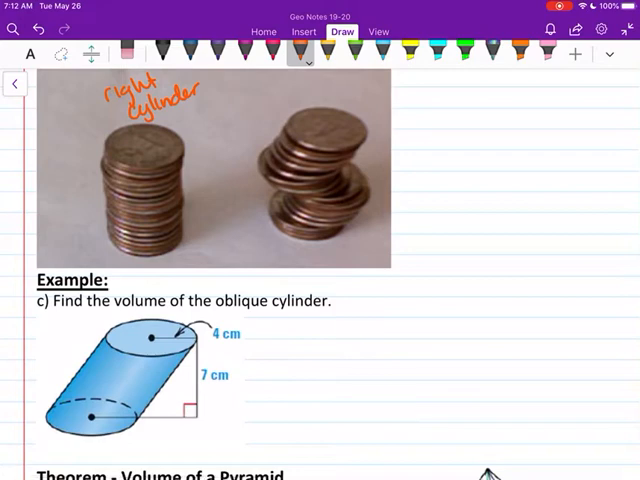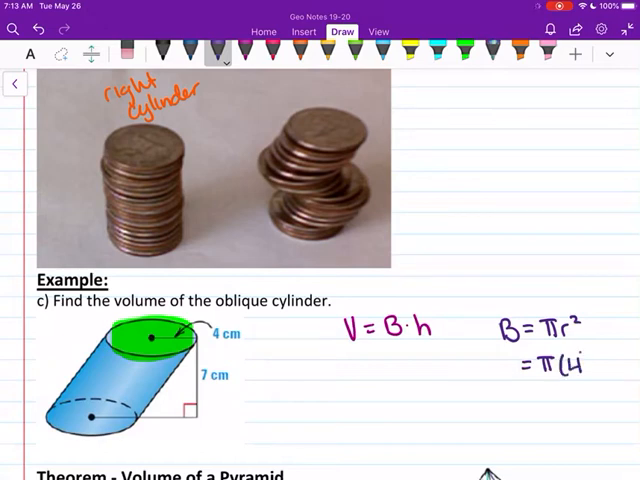Okay, so let's look at an oblique cylinder using that concept. Find the volume of the oblique cylinder. Remember our volume formula is the area of the base times the height, and the area of the base is going to be the area of this circle here. So the area of that base is going to be pi r squared, and r is 4. So it's going to be 16 pi.